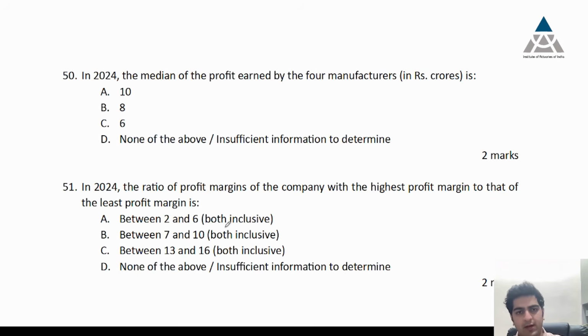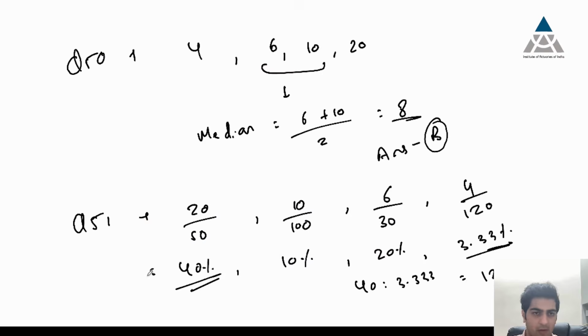So your options are between 2 and 6, between 7 and 10, between 13 and 16, or none of the above. And very rarely now you have an answer that is none of the above. Correct? I always appreciate the fact that in exam environment, writing an answer that is none of the above is very difficult. But here you can clearly see we calculate the profit margins and we find out that the ratio is 12, which is none of the options above. So here your answer is D, that is, none of the above.